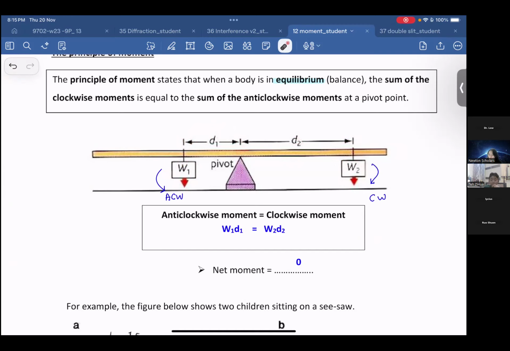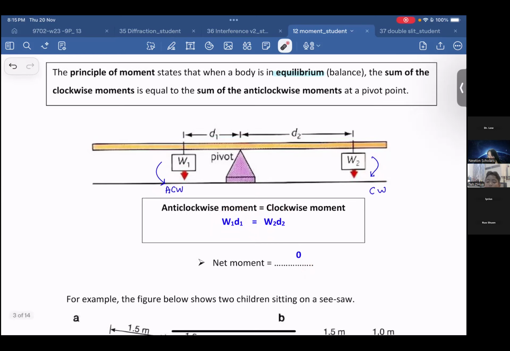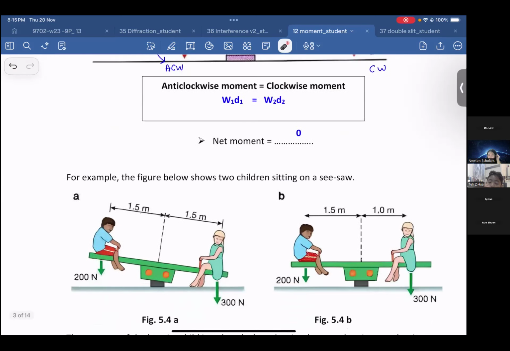What is the meaning of net moment? We learned about net force, right? With net force, we have many forces, and at the end we find a single resultant force. For moments it is the same. I have two moments, and I add or subtract them to find a single moment, called the net moment. Because this moment equals this moment, at the end the net moment is zero. Now let us look at this diagram.